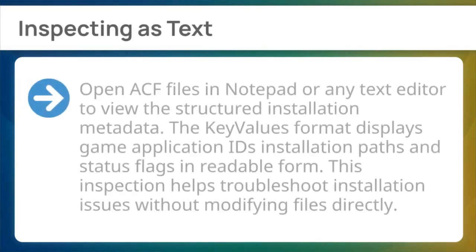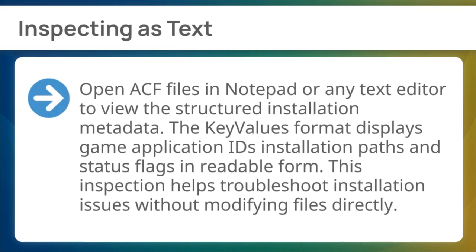Next, inspecting as text. Open ACF files in Notepad or any text editor to view the structured installation metadata. The key values format displays game application IDs, installation paths, and status flags in readable form. This inspection helps troubleshoot installation issues without modifying files directly.